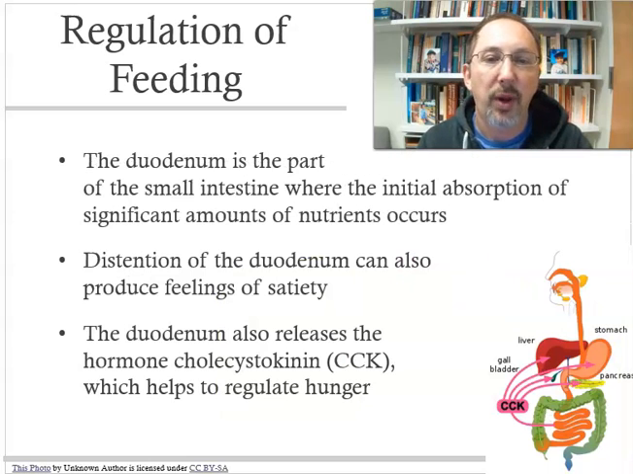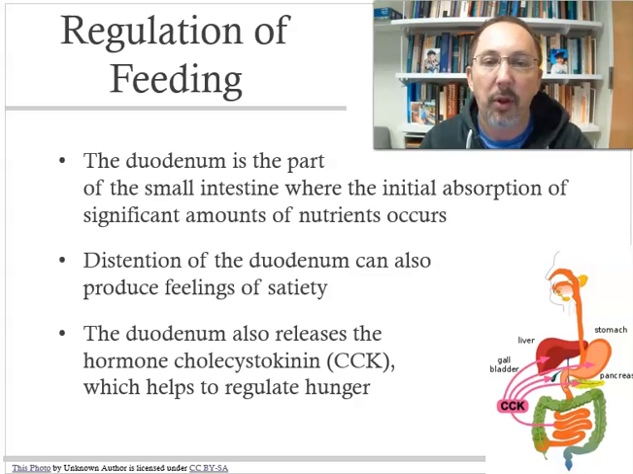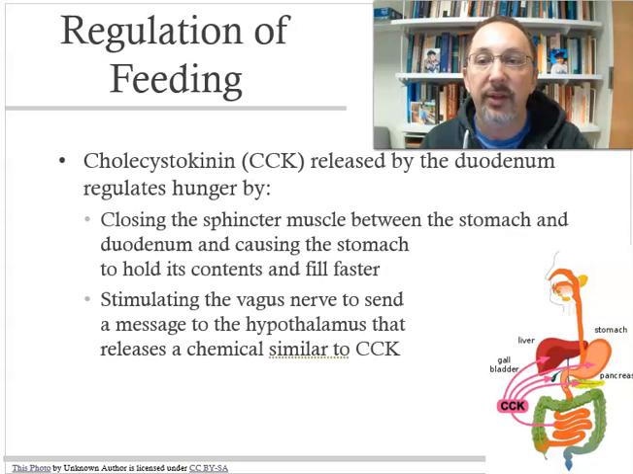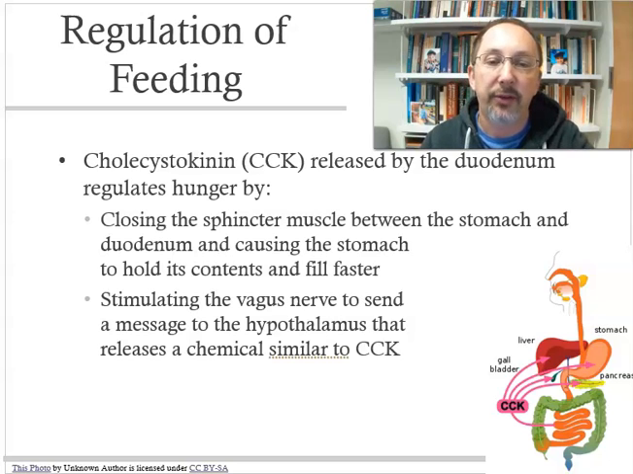Well, the duodenum is right below the stomach. It's part of the small intestine where you start to absorb a lot of nutrients. And so you can kind of see right when you leave the stomach, you enter the duodenum, the small intestine. And this being filled can also make us feel not hungry. And it releases the hormone CCK. This can help to regulate hunger. CCK does this by closing the sphincter muscle between the stomach and the duodenum, causing the stomach to hold its contents and fill faster. So again, when you start to need to extract the nutrients, you slow down digestion. And this makes us feel full faster and less hungry. Stimulating the vagus nerve sends a message to the hypothalamus to release another chemical similar.